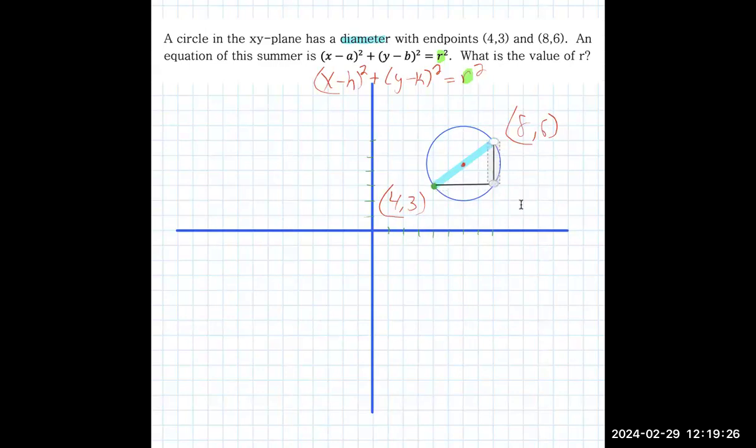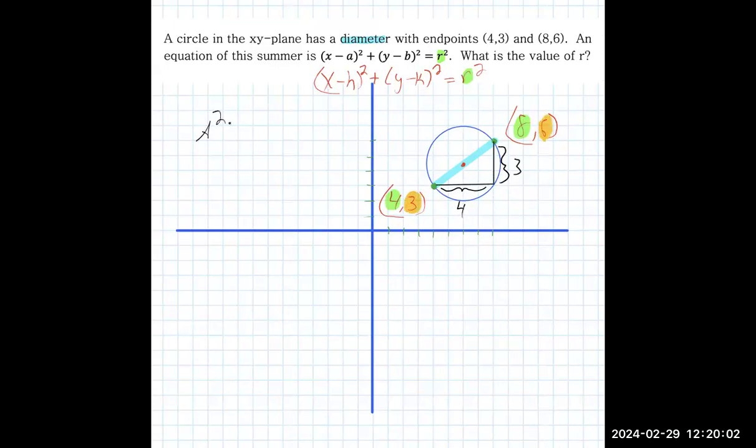So we've got our right triangle. We know that the horizontal leg length of this right triangle is 4. How do we know that? Because it's going from an x value of 4 to an x value of 8. It's going over by 4. Next, we know that the vertical leg has a length of 3, and we know that because it's going from a height of 3 to a height of 6. That's a distance of 3.